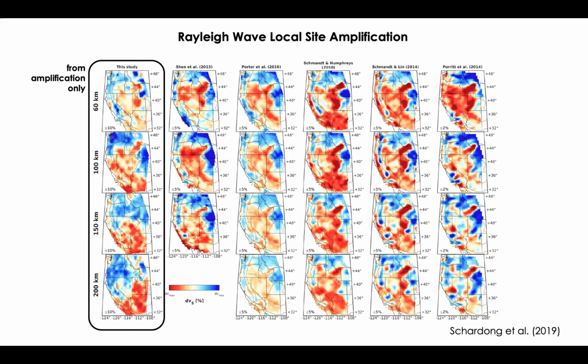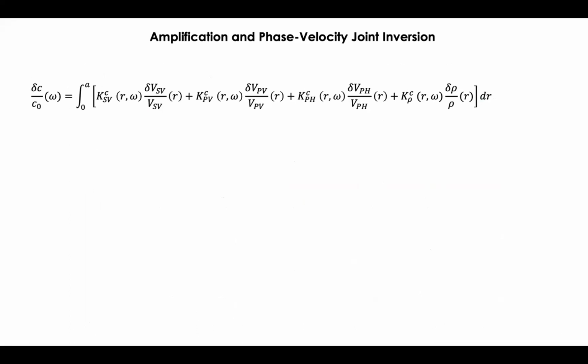So in my group, we're interested in developing an approach to jointly invert Rayleigh wave amplification and phase velocity to constrain elastic structure. The top equation here linearly relates a phase velocity anomaly at frequency omega to perturbations in several depth-dependent model parameters, VSV, VPV, VPH, and density. The phase velocity sensitivity kernels are denoted by the capital K functions, and they depend on both depth and frequency.